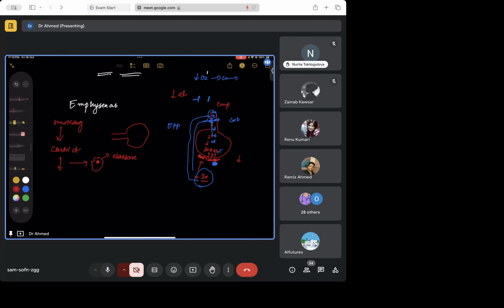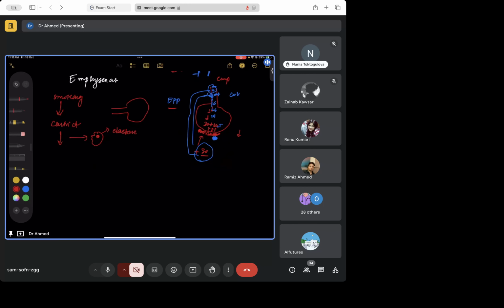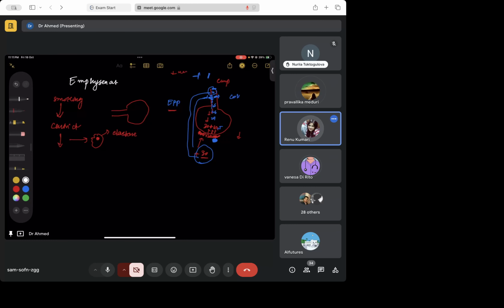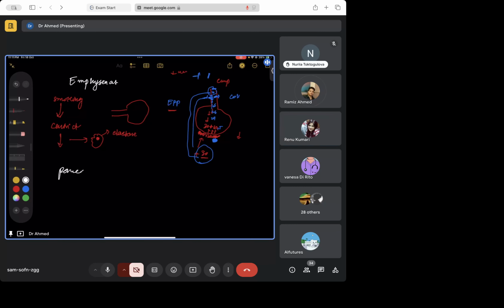Why? We have already discussed: the equal pressure point is going to shift towards the alveoli, so you are going to see obstruction when a person expires. Another variant of emphysema is, guys, tell me. Panacinar, and it is due to alpha 1 antitrypsin deficiency.